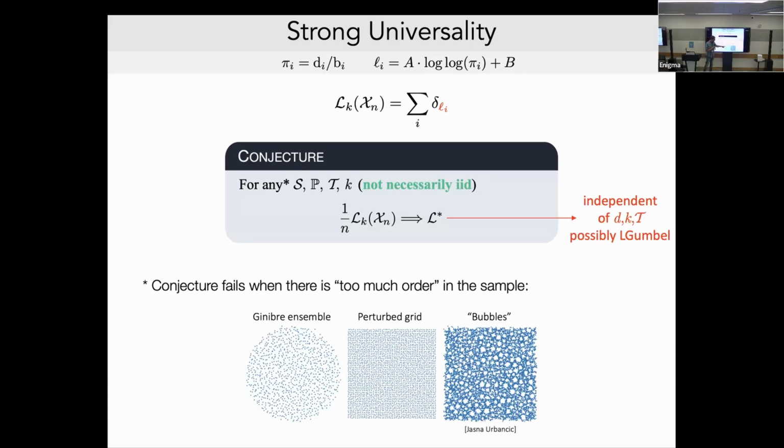So an easy one is the perturbed grid. You take a grid and you slightly perturb every point. This is a Ginibre ensemble, which is a repulsive process, so points are sort of uniformly spread out and they don't cluster. And this is another interesting example, which is a simulation that tried to take a point cloud and maximize the number of holes it has in it. So in these three examples, this conjecture failed. And we suspect that it could be related to how ordered the data is, or some features like hyperuniformity and things like that, but we don't have any statements here, at least for now.